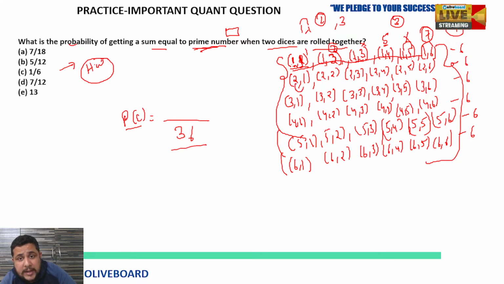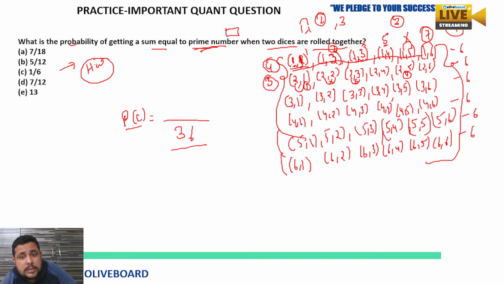Now 2 and 1, 2 plus 1 is 3, yes, this is also a combination. So 4 we already counted here. Now 2 plus 1 is 3, fine. 2 plus 2, no, this is not a prime number combination because it is 4. 2 plus 3 is 5, yes. 2 plus 4 is 6, no. 2 plus 5 is 7, yes, this is also. So three such outcomes we are finding in the second row.